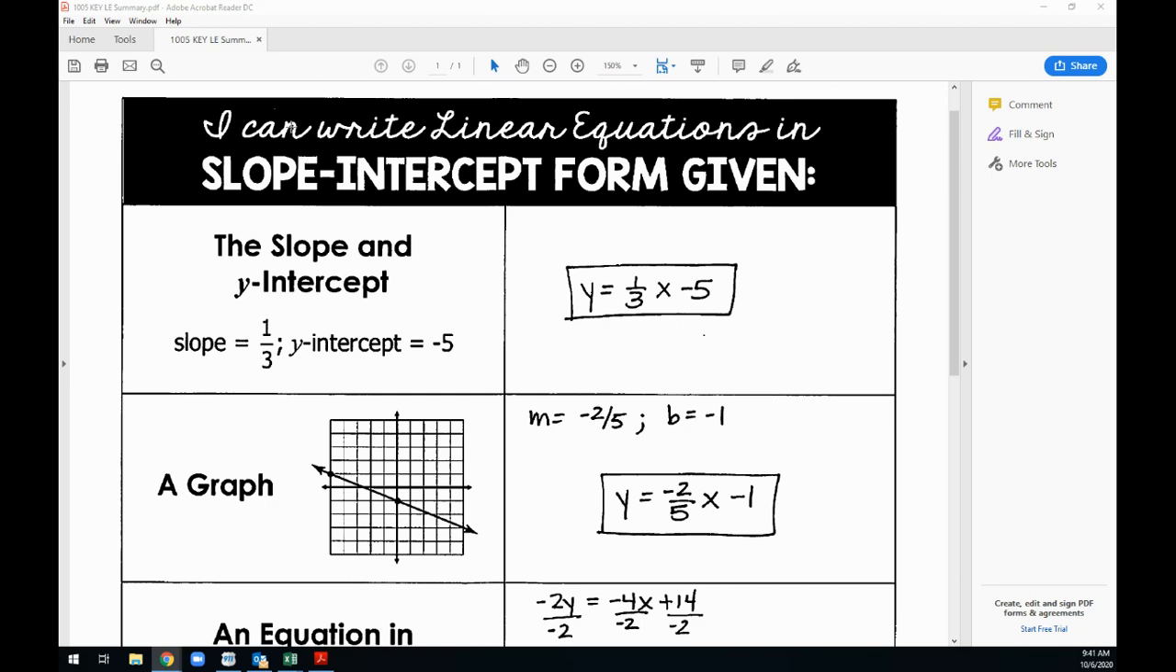All right, we're going to review how we can write our linear equations in slope-intercept form. Remember, slope-intercept form is y equals mx plus b. M is the slope, b is the y-intercept. And so when we're given the slope and the y-intercept, we simply plug it in. The slope here is 1/3, so y equals 1/3 x plus b, that y-intercept is right here, the -5. We simply plug that into the formula each time.